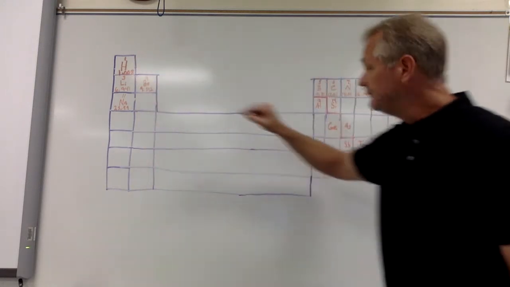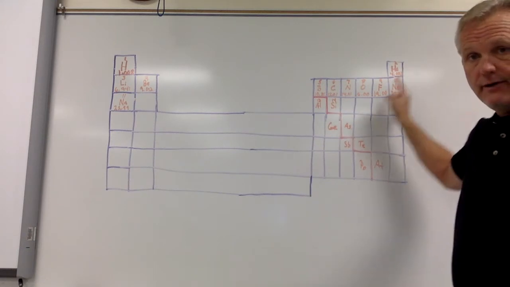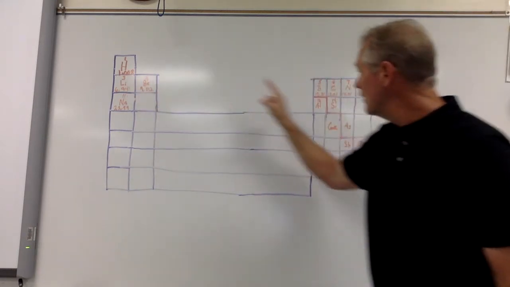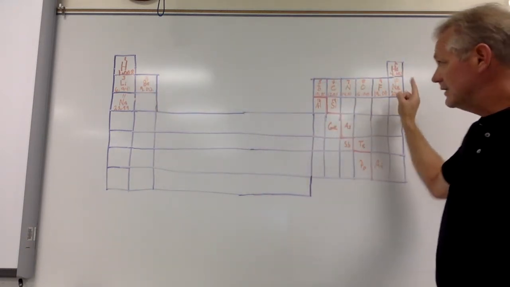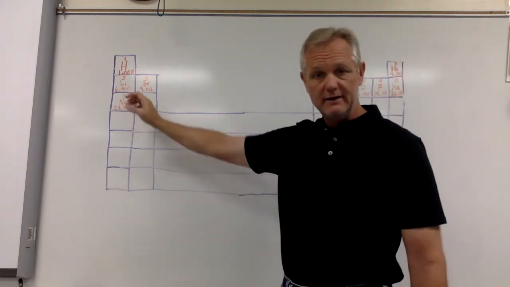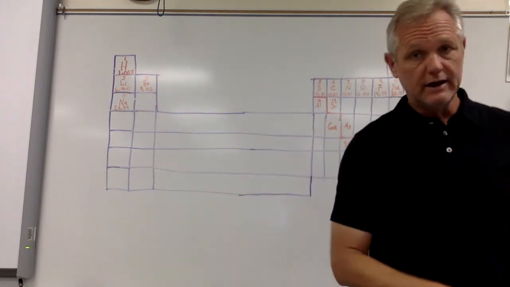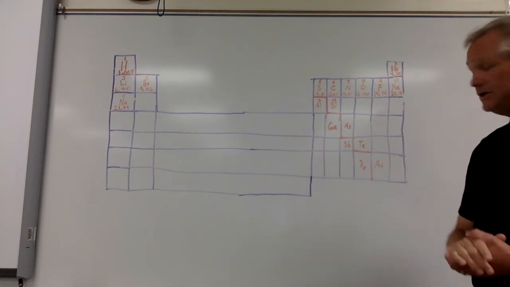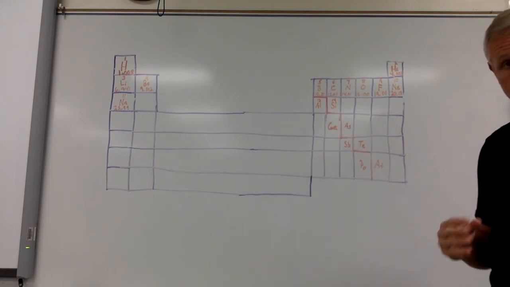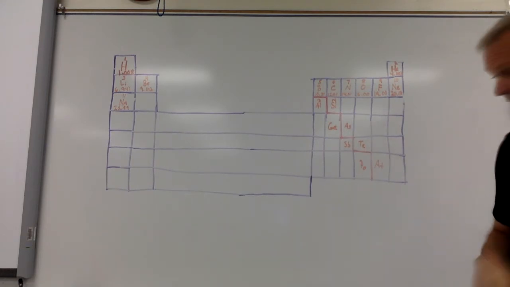So 1, 2, and then it wraps back around. 3, 4, 5, 6, 7, 8, 9, 10, and it wraps back around. 11. I did not place all the elements on the periodic table, but I do want to go through and talk about the layout of it.